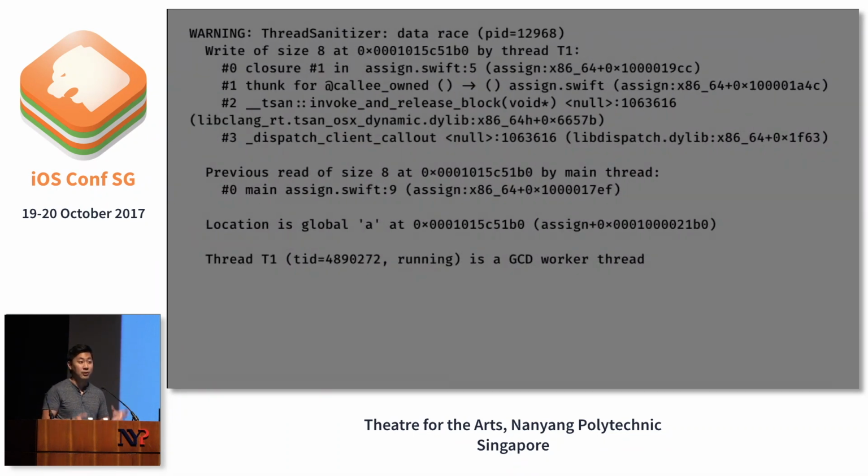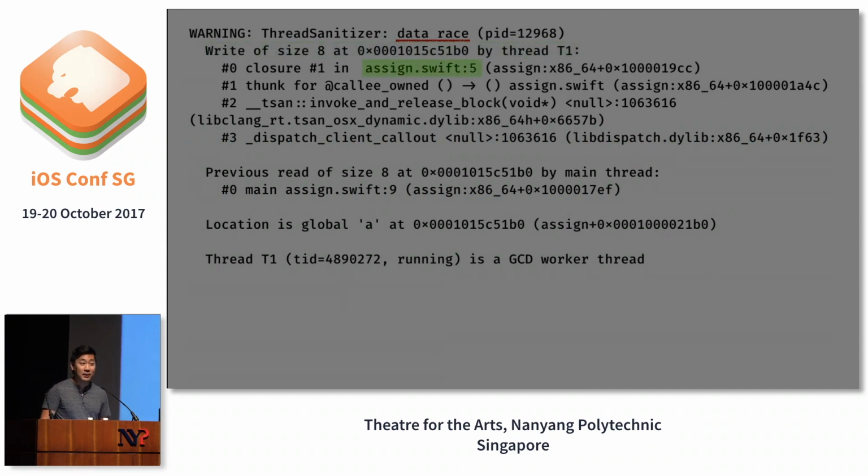If you're in Xcode and you look at the debug console at the bottom, you'll also see something like this. So it's detected it as a data race, which is great. And then you can see exactly what the problem is. There is a write of size 8. That's 8 bytes because it's a 64-bit integer. So there's a write of size 8 by thread 1.